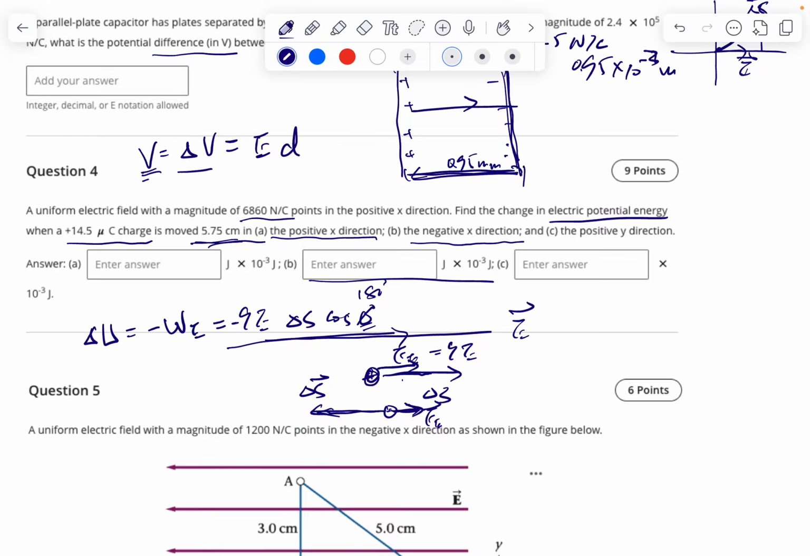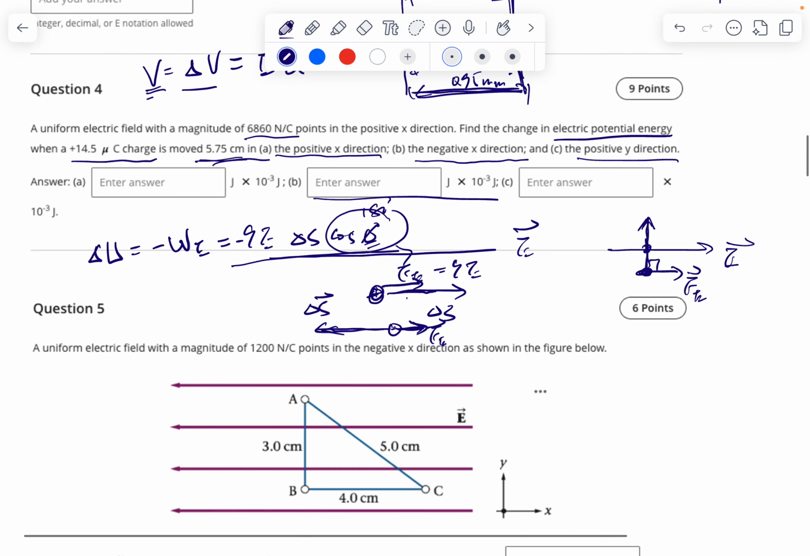Third one, the positive y direction. Same thing here. This is the electric field, and you move in the positive y direction. The electric force is here, the displacement is here, 90 degrees. So now the angle is 90 degrees, and cosine 90 is 0. So you answer the question.